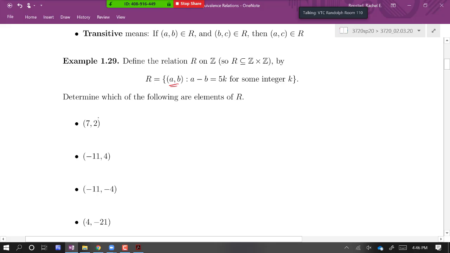So is 7 related to 2? To check this, I'm just going to use the definition and do the subtraction. 7 minus 2 is equal to 5, and that's 5 times 1. That's a multiple of 5, so that means 7 is related to 2.